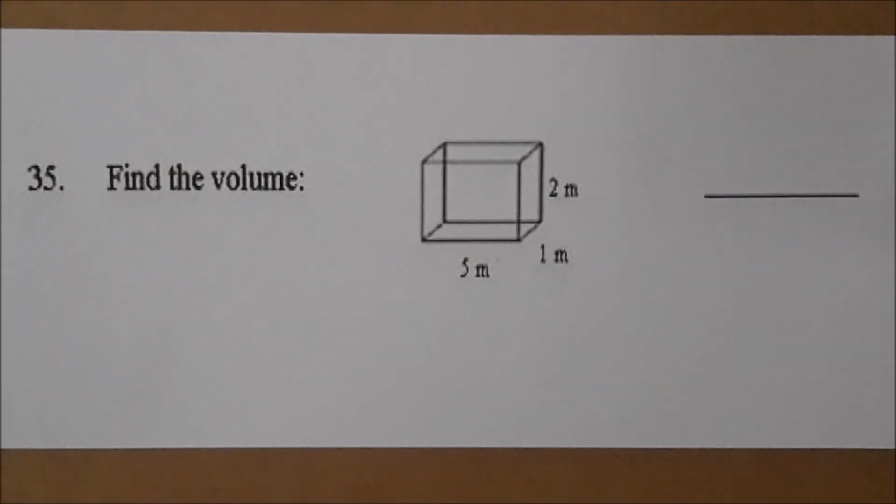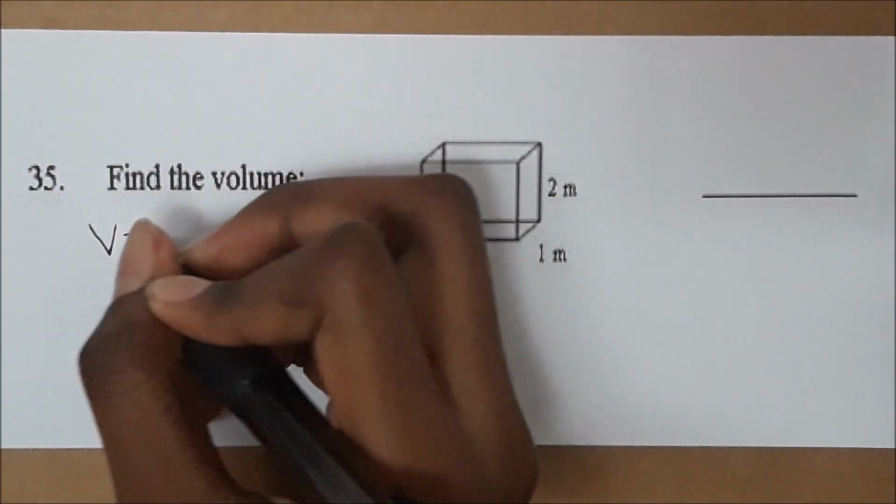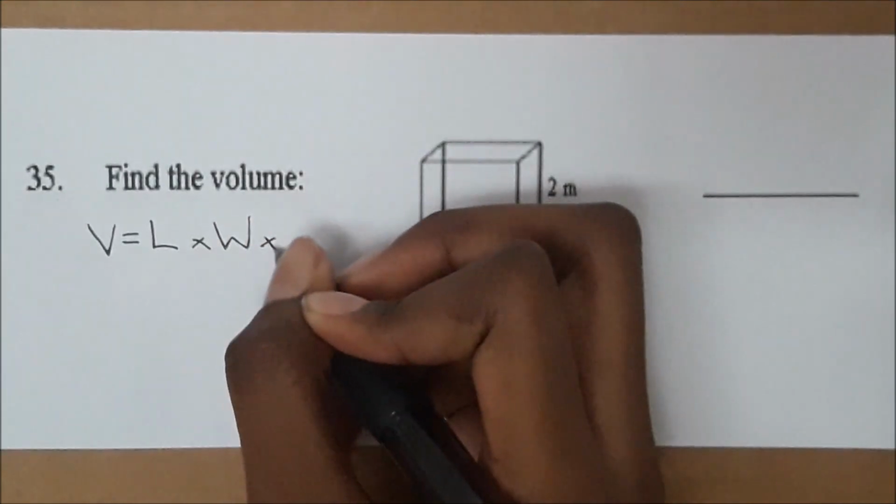Number 35, read it. Find the volume. And that's a rectangular prism or cuboid. What's the formula for the volume of a rectangular prism? Length times width times height. Write that for us first. Put V. V is equal to L times W times H.